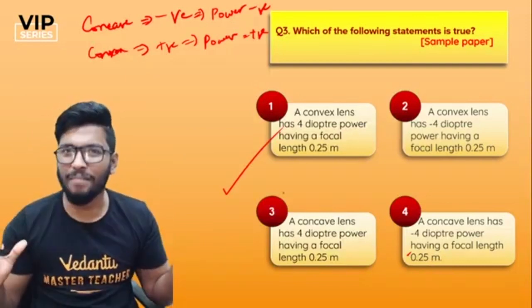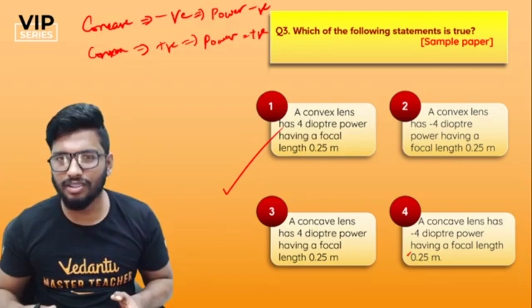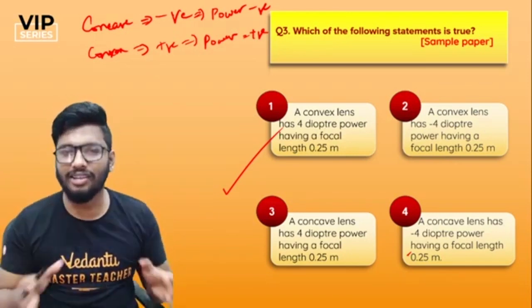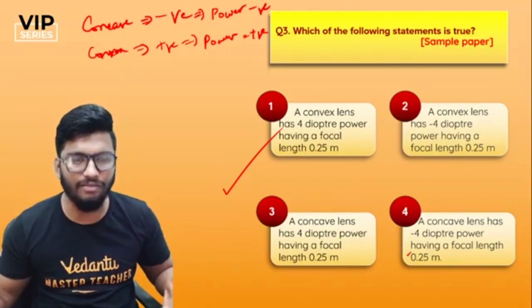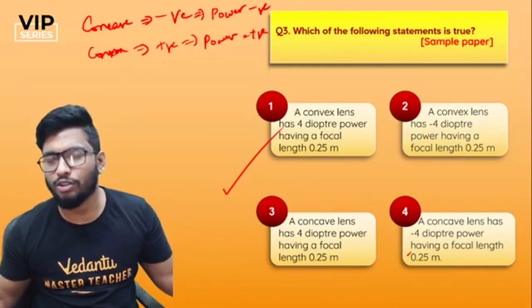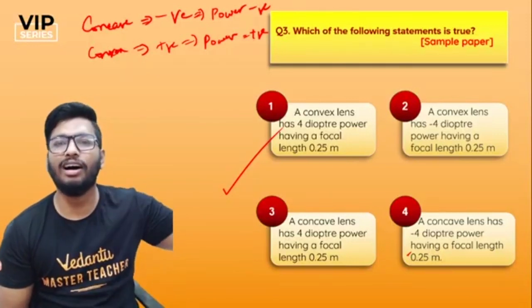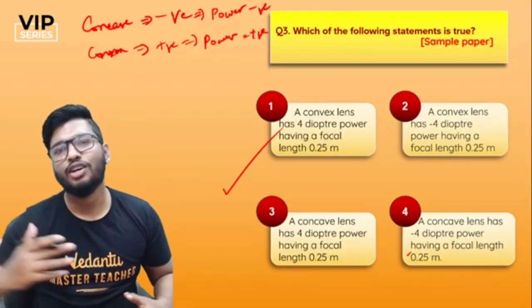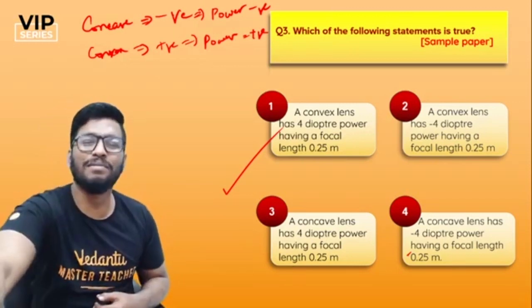All right, I hope it makes sense. Just remember this thing: in a concave lens, the focal length is negative, so the power will also be negative because P is equal to 1 by F. So if F is negative, then obviously P is also going to be negative. For a convex lens, on the other hand, the focal length is positive, so the power will also be positive. Right? So that's it. We're moving on to the next question.